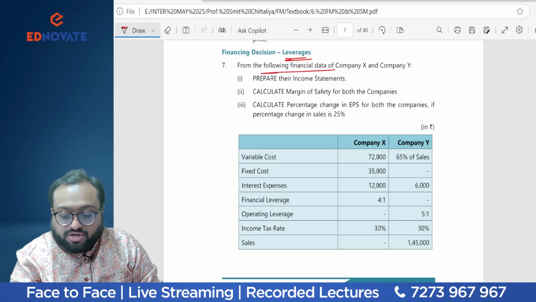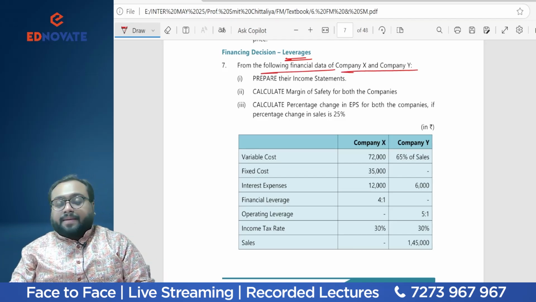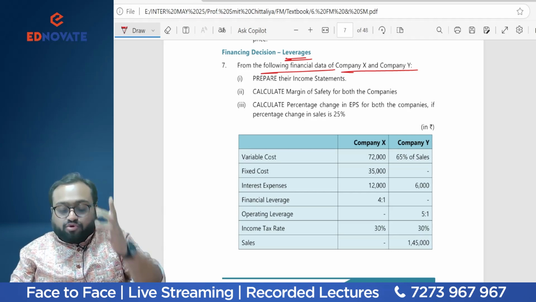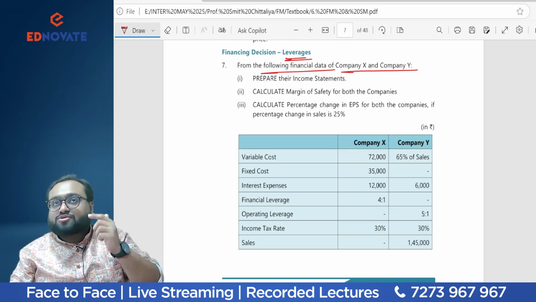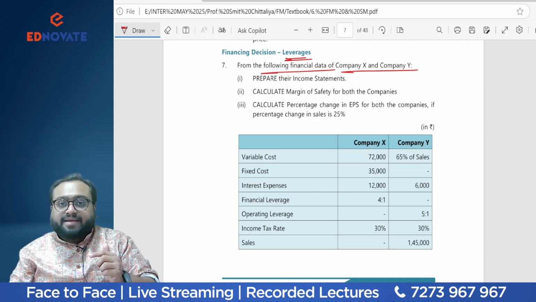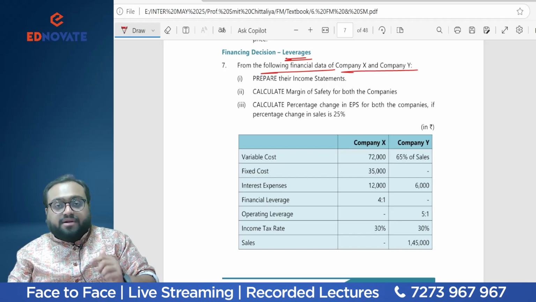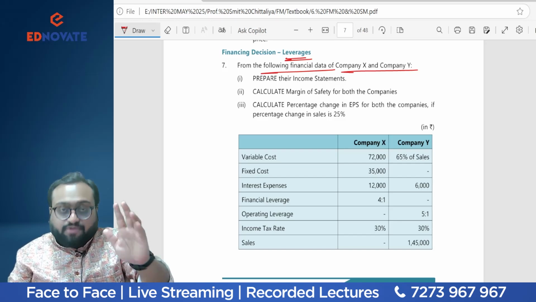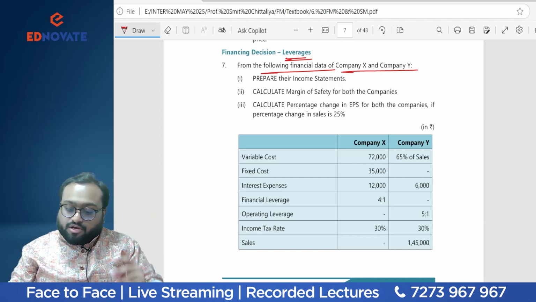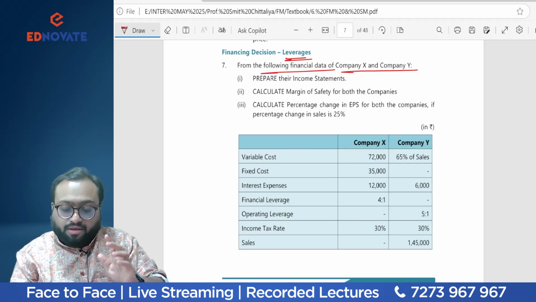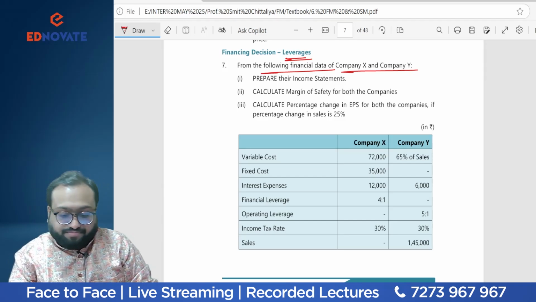From the following financial data of the company X and Y, prepare income statement. Now I know how to prepare the income statement. Sales minus variable cost, contribution minus fixed cost, EBIT minus interest, EBT minus tax, EAT minus preference dividend, earnings available for equity shareholder divided by number of equity shares, EPS multiplied with P/E ratio, market price per share. So I know how to find out the income statement. Always use the data which is available.